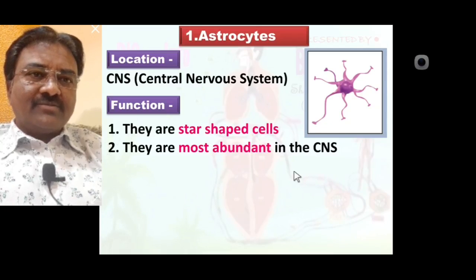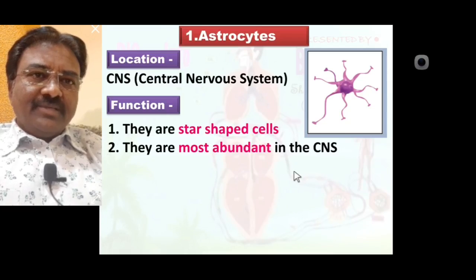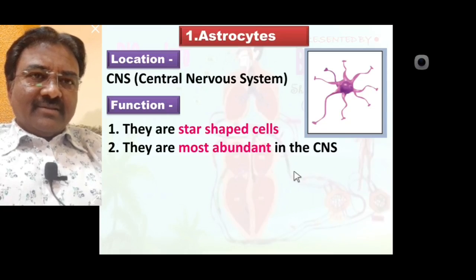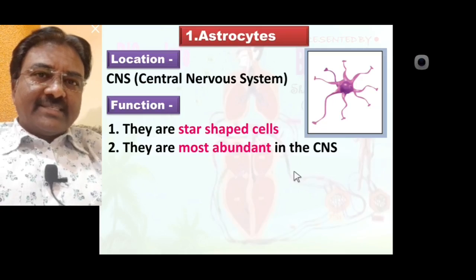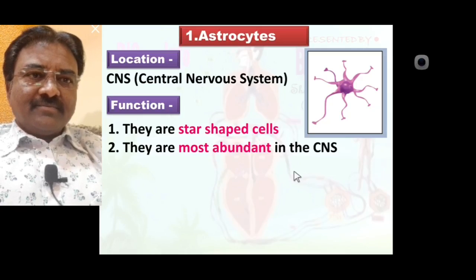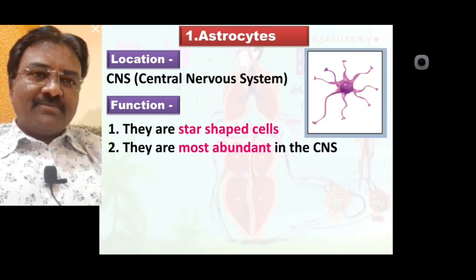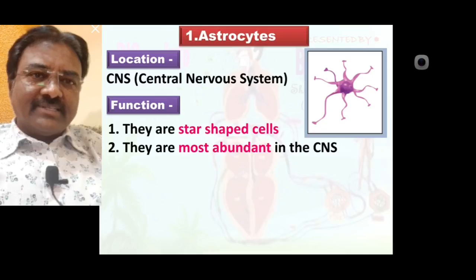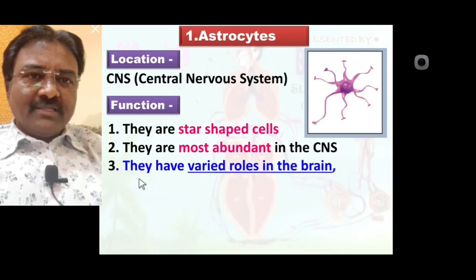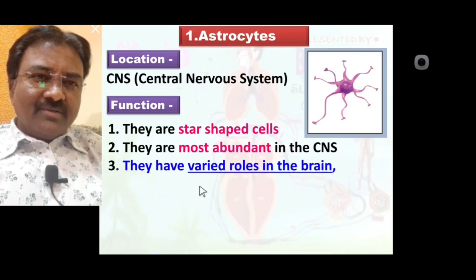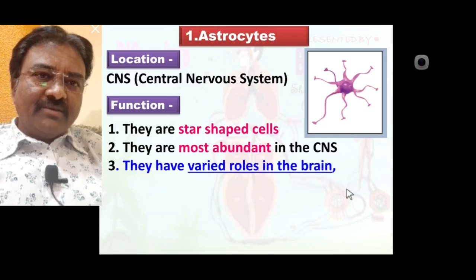This question is also most important. Which neuroglia cells present in CNS are most abundant, means more in number? Astrocytes are more in number present in the central nervous system. Third point, they have varied roles in the brain.